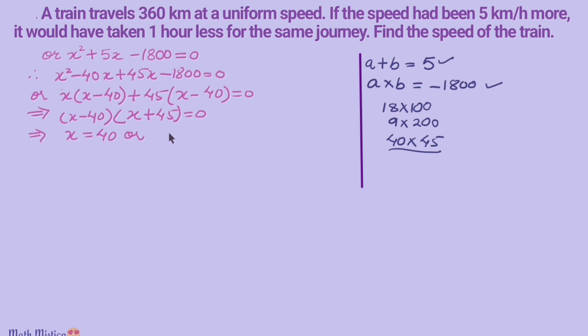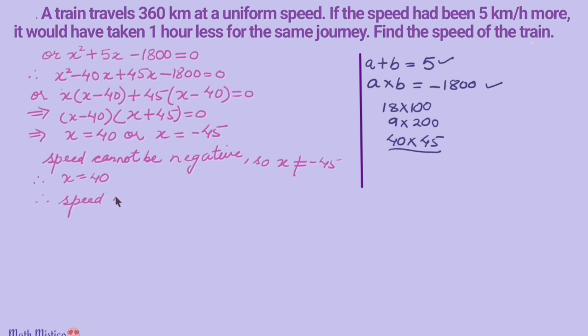So finally we get x equal to 40 or x equal to minus 45. The speed cannot be negative, so we reject x equal to minus 45, and therefore the speed of the train is 40 kilometers per hour.